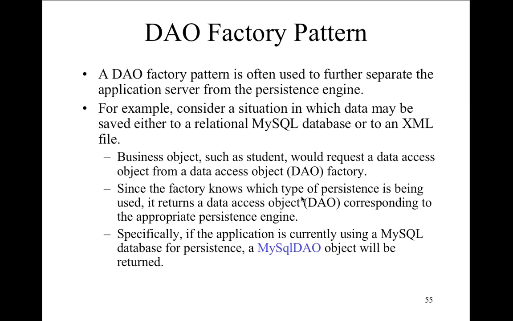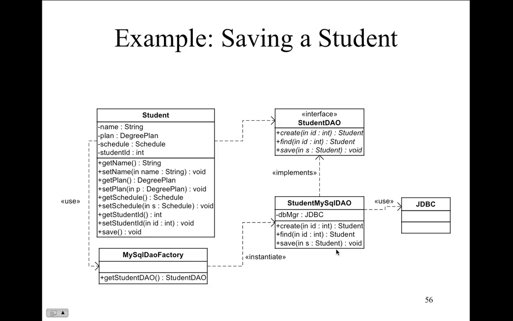Well, those are all those business objects, data access objects. So the application is currently using, let's say, MySQL for persistence, and then the MySQL DAO object will be returned. We're going to see this when we start looking at the JDBC stuff, because we can create an object that connects to Oracle, an object that connects to MySQL, and so on. And we can interface one application with all these different databases. It's all the same protocol, the same call, the same method invocation. It's just a different object that's working with each one of the databases.